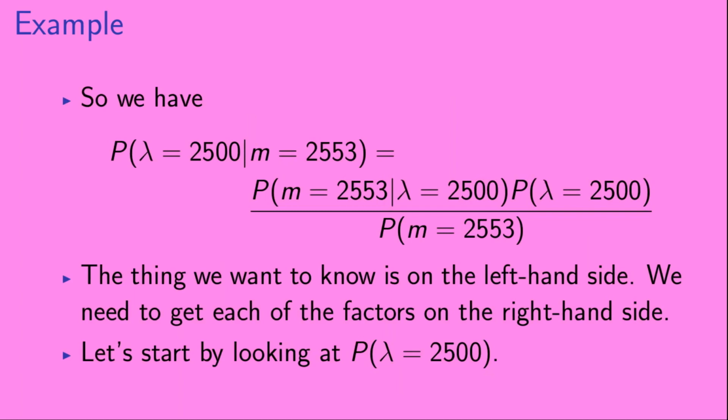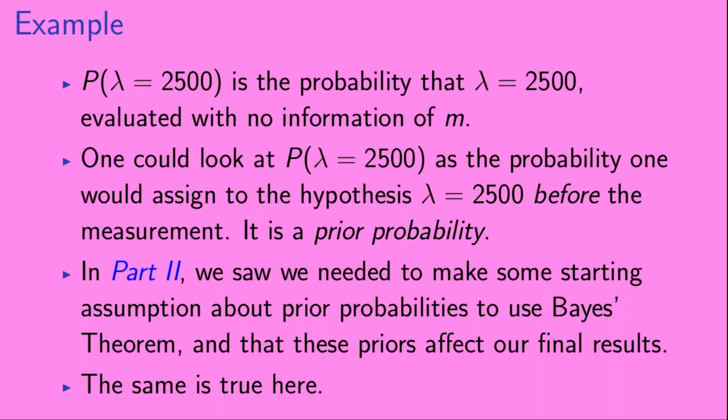Okay, so we have that same equation from the previous slide. The thing we want to know is on the left-hand side. We need to get each of the factors that are on the right-hand side. Let's start by looking at the probability that lambda equals 2500. Now, the probability that lambda equals 2500 is the probability that lambda equals 2500 evaluated with no information of m. One could look at it as the probability one would assign to the hypothesis lambda equals 2500 before the measurement. It is a prior probability.